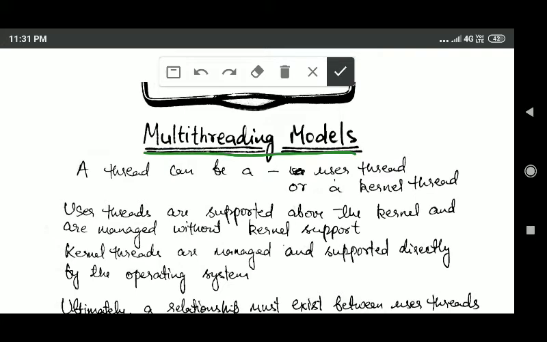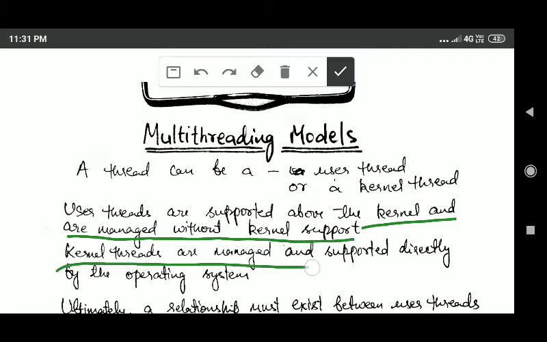A thread can be a user thread or a kernel thread. In the previous tutorial, I told you that the kernel of an operating system is also multi-threaded. User threads are supported above the kernel and are managed without kernel support, whereas kernel threads are managed and supported directly by the operating system.